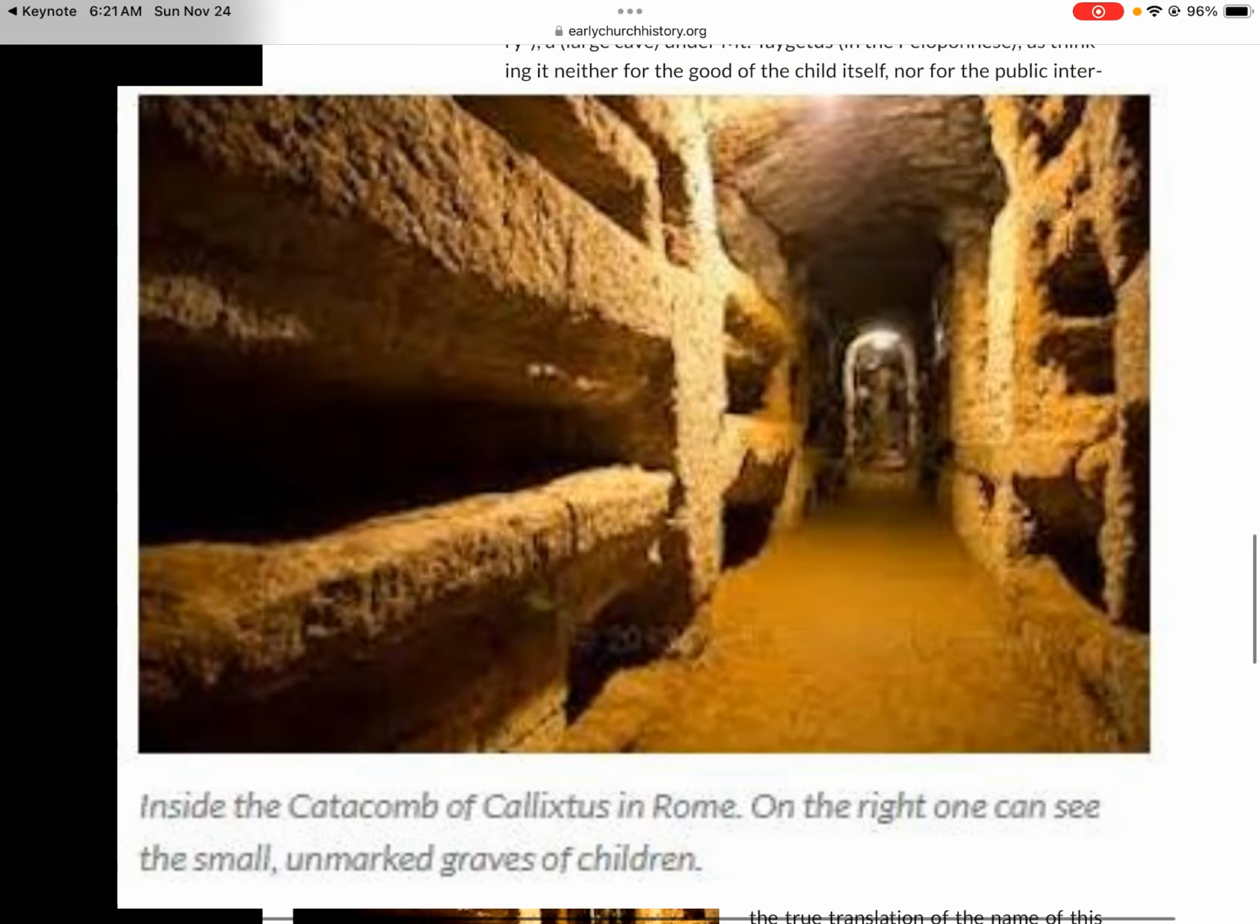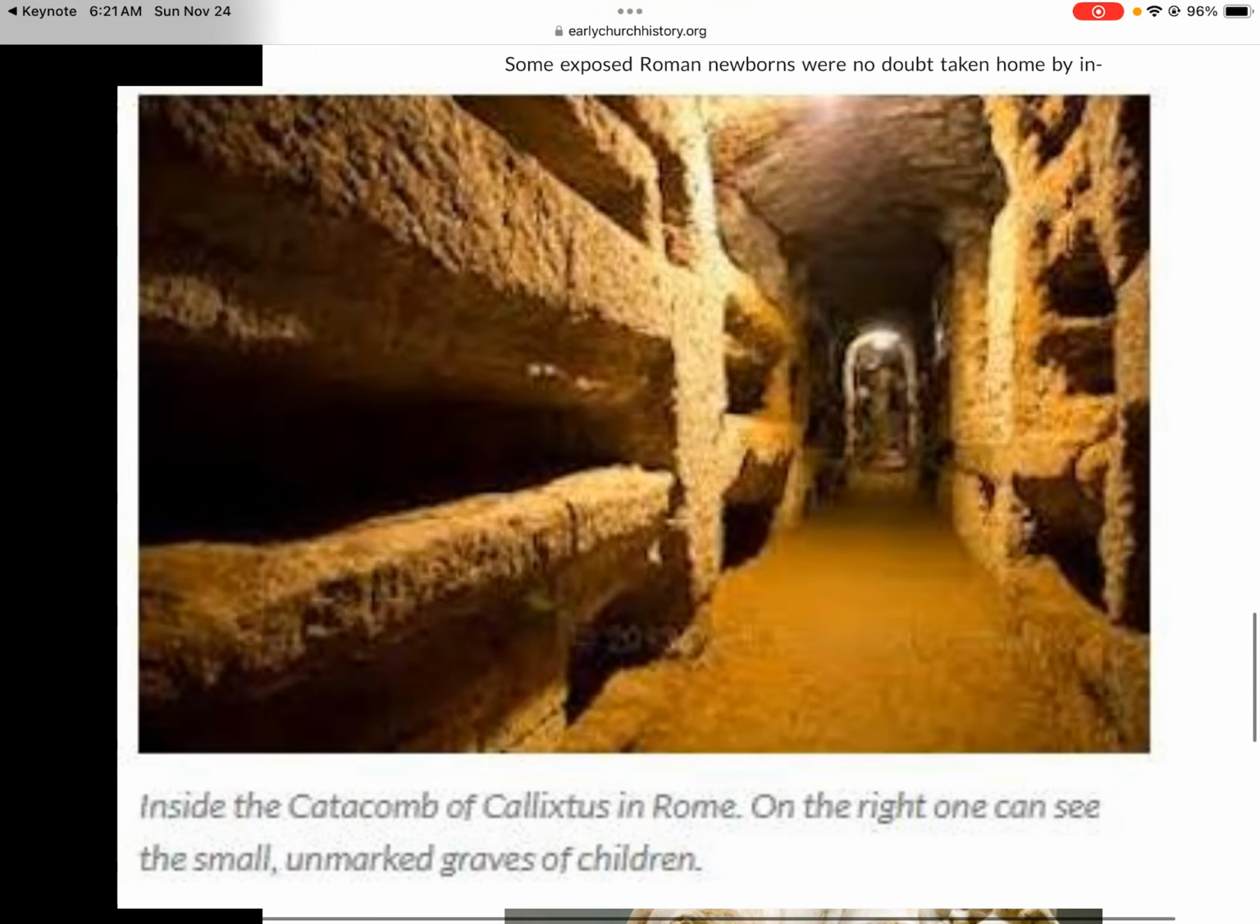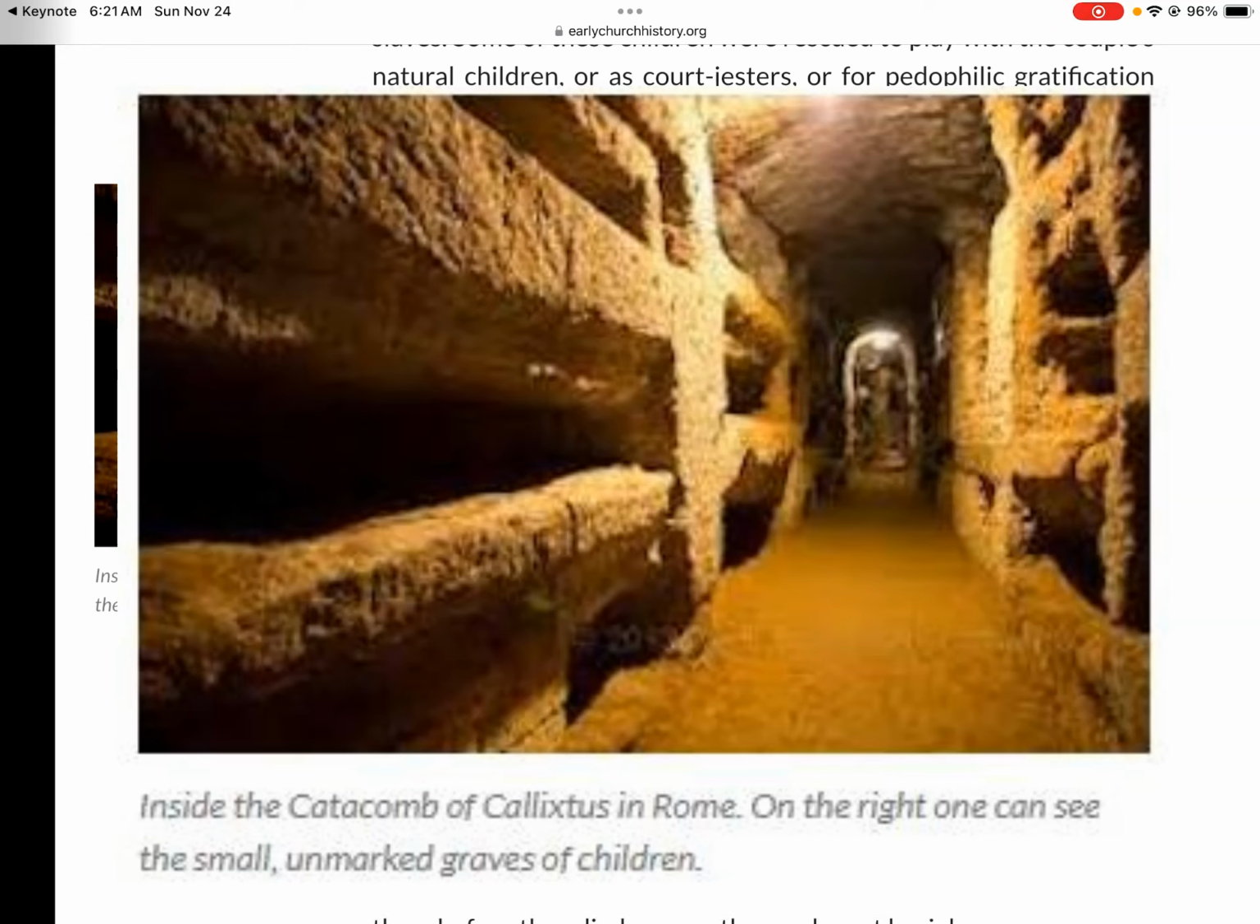All right, you can kind of scroll through this website if you want to. But here's the catacombs, these underground caves, burial sites.